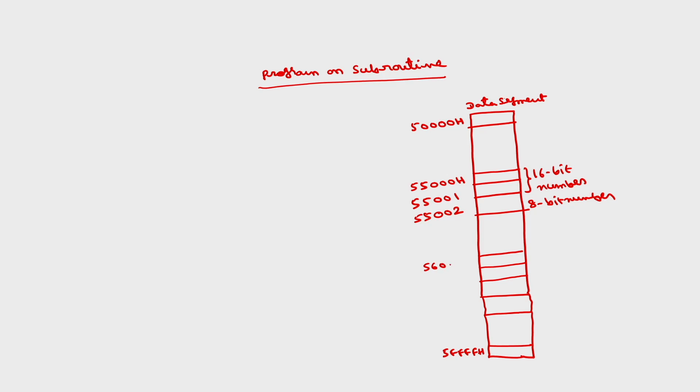From 56000H, 56001H, 56002H, 56003H. So store the result. Okay. Store the MSB of the 16 bit here, so starting from LSB to MSB. Okay. So these are the requirements.